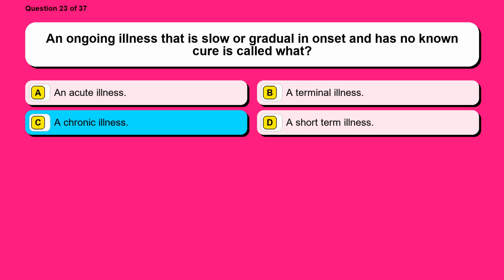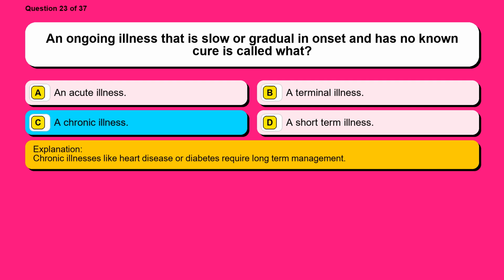The correct answer is option C. A chronic illness. Chronic illnesses like heart disease or diabetes require long-term management.